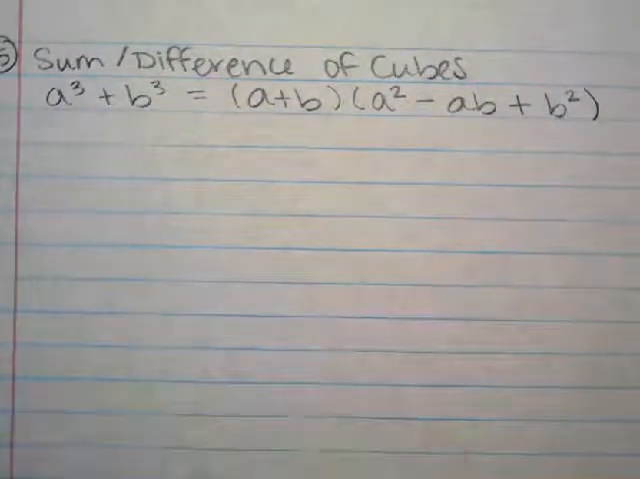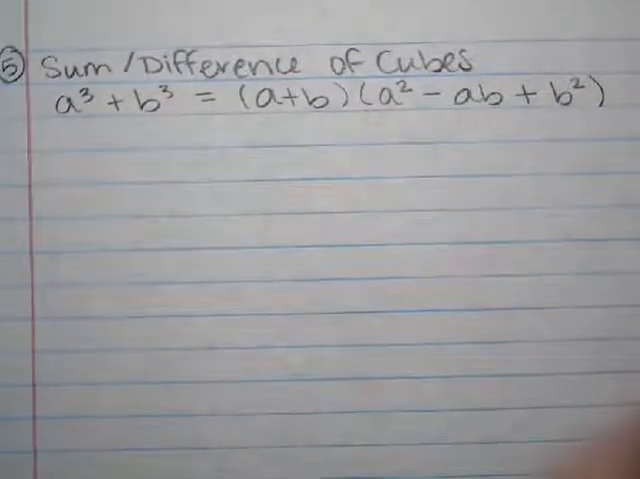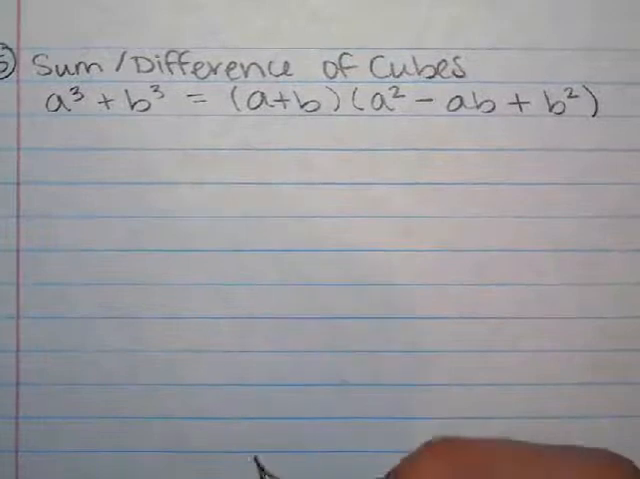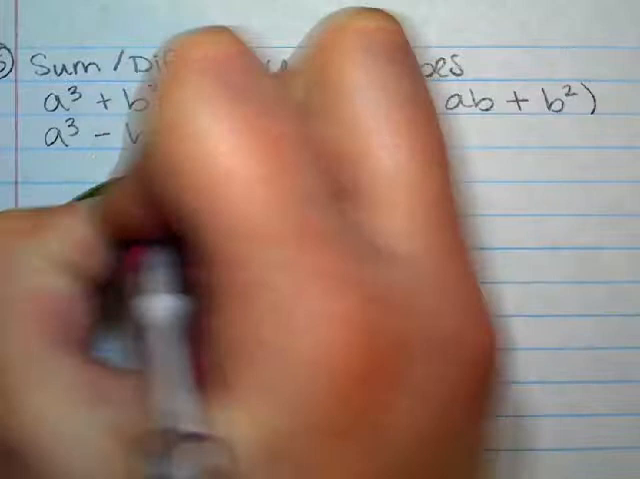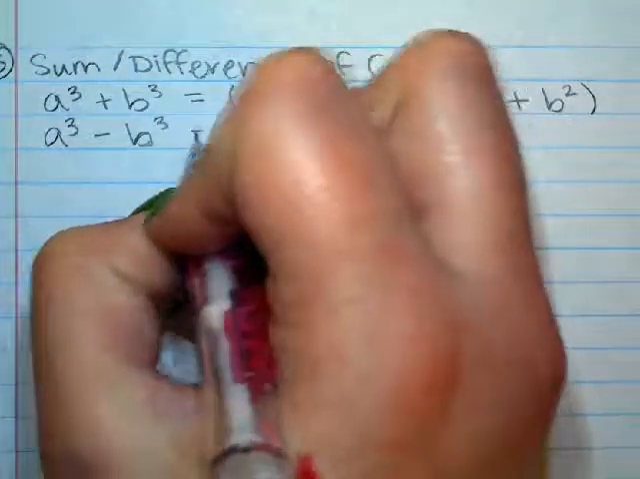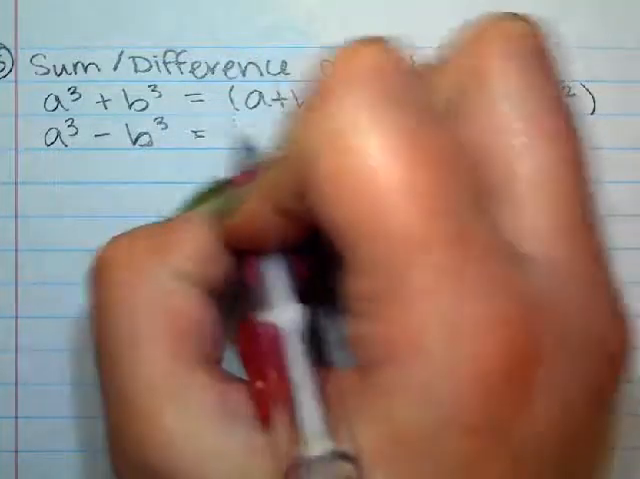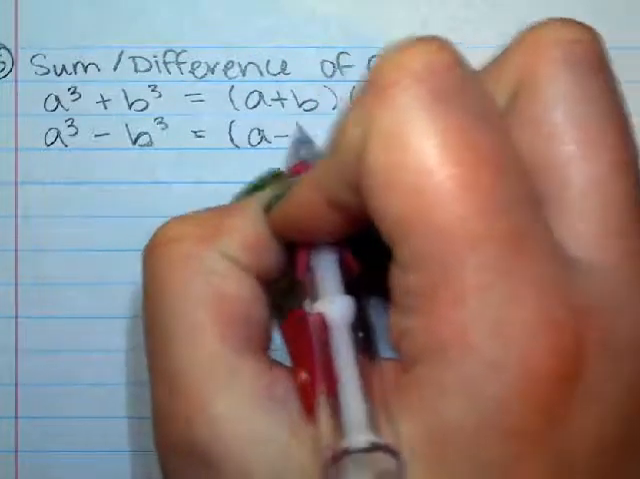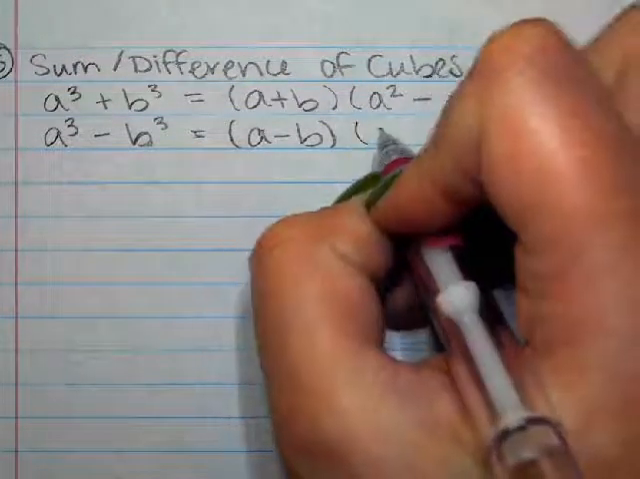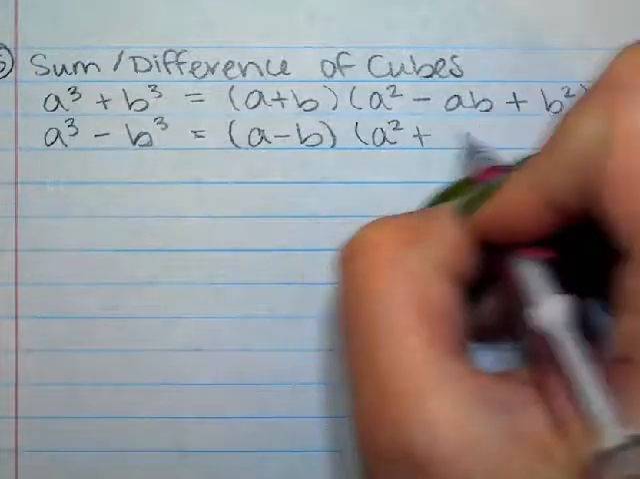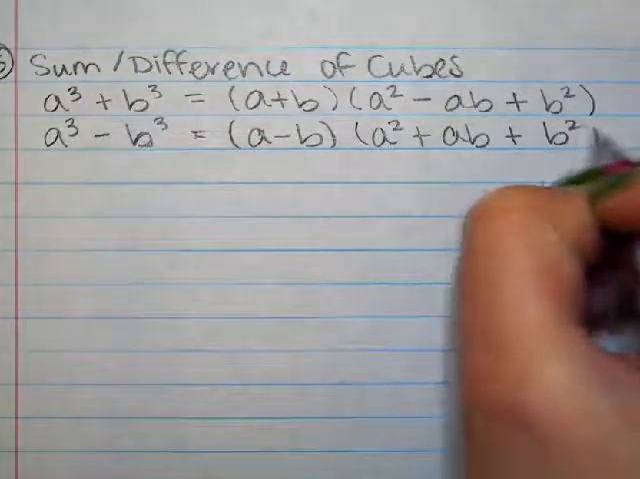Okay, so that is the sum of cubes. Sorry, let me focus this a little bit. Okay. Next, we have A cubed minus B cubed. All right, this is A minus B. And then we have A squared plus AB plus B squared.